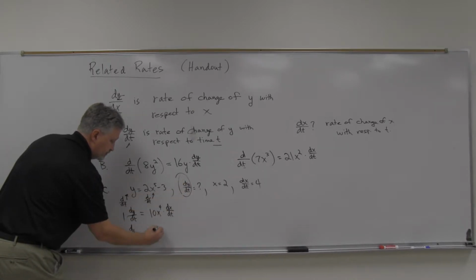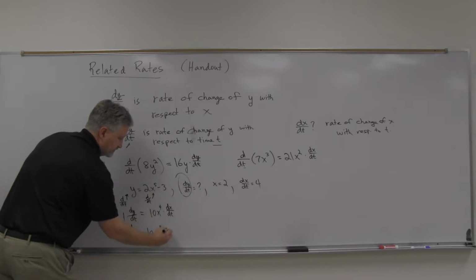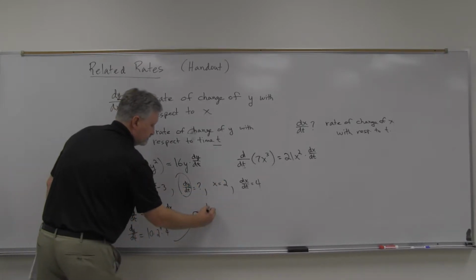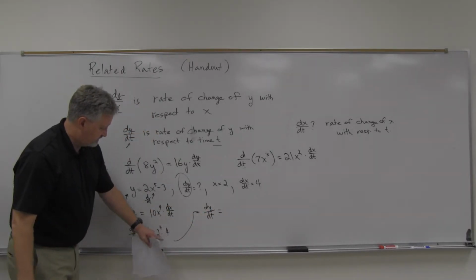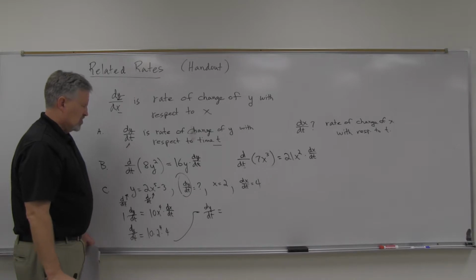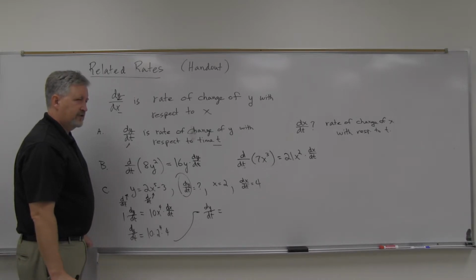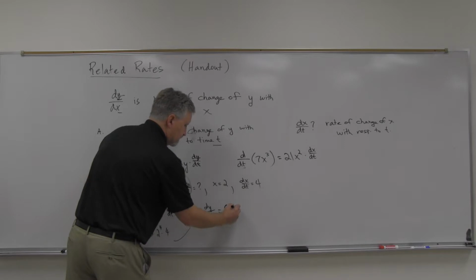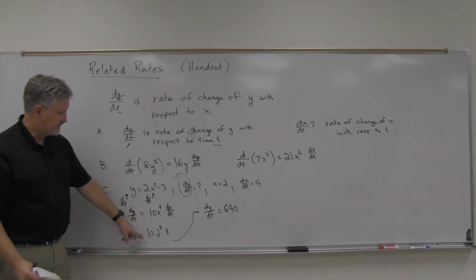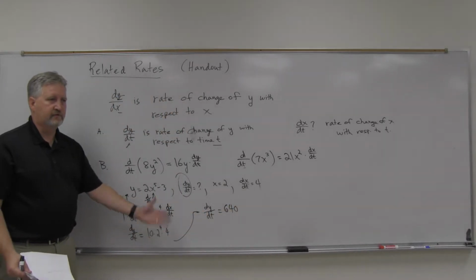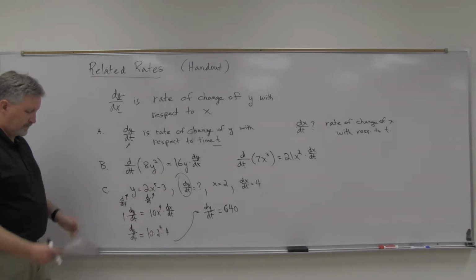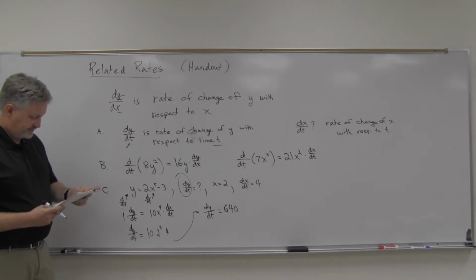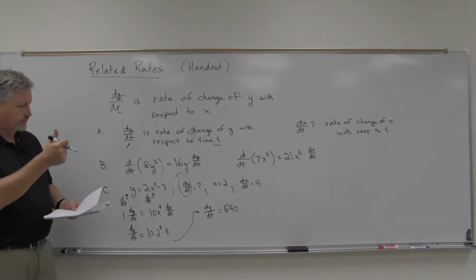X is 2, dx over dt is 4, and so dy over dt is 10 times 16 times 4. Is that 640? Check on that. Does that sound right? 10 times 16, that's 160 times 4, 640. Is that right? Okay. Tell me if I mess those up. I believe that's right. Is that okay? Yeah. All right.